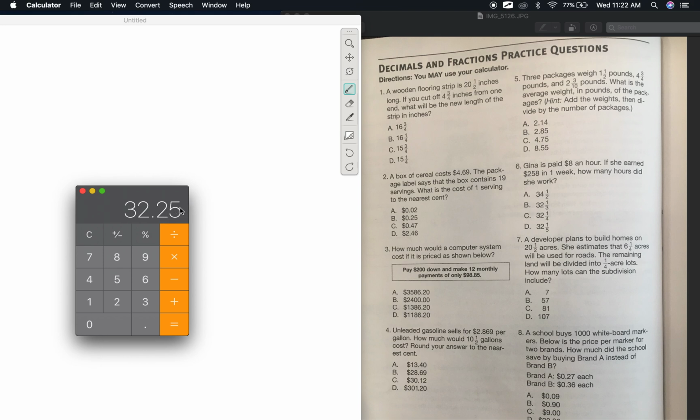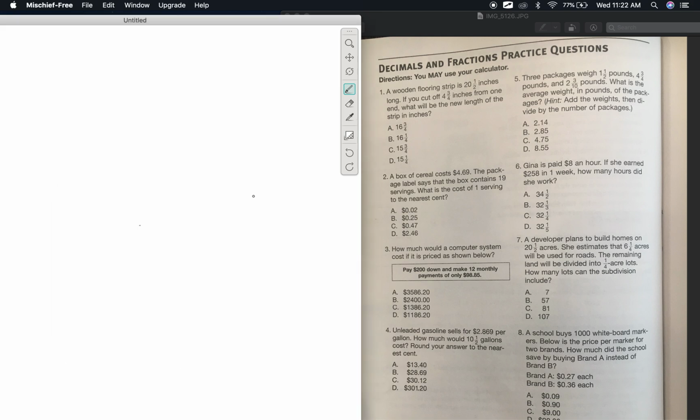32.25 hours. So remember, 0.25 is a quarter, which equals 1/4. Think of it like that. A quarter is 1/4 of a dollar. So we have the answer 32 and 1/4. There's your answer, C.